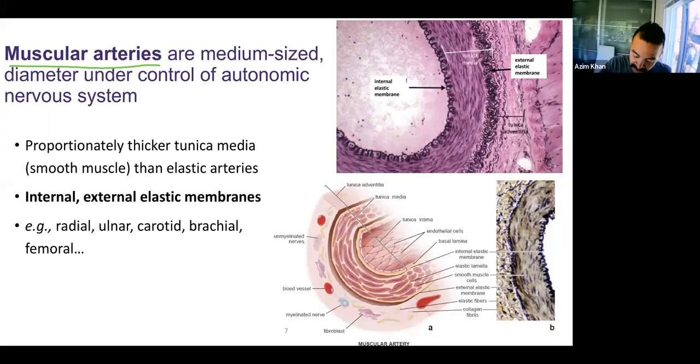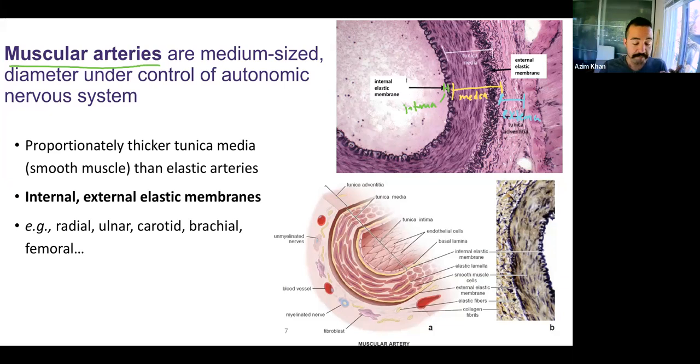So if you take a look at this histology on the top right, you can see a very, very thin tunica intima. You can see a very thick tunica media, and then relatively not that big externa. So muscular arteries aren't bigger than elastic arteries, but proportionately, tunica media is larger than tunica externa. So it's muscular.